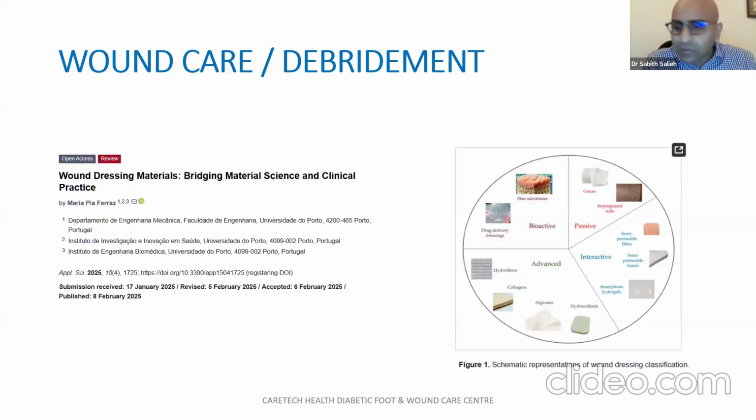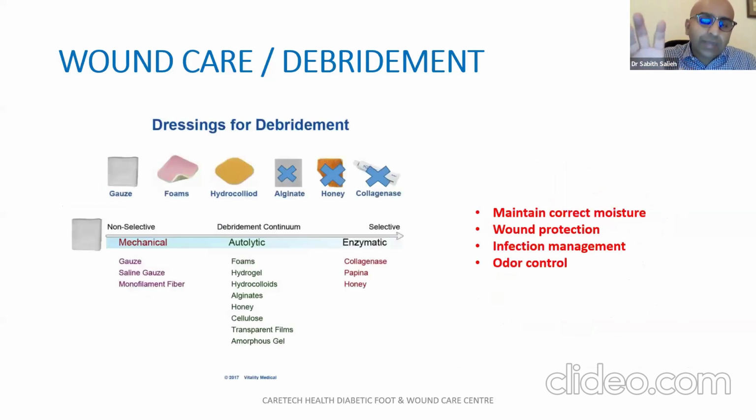So there are different types of dressing, but what I wanted to highlight when you talk about wound care is that there are a few factors we need to consider. When we're choosing a dressing type, it needs to maintain the correct moisture. If the wound is too dry, it doesn't heal. If it's too moist, it doesn't heal. So maintaining the correct moisture is very important. Wound protection, right? In terms of infection, reducing the infection risk, and of course, infection management and odor control, especially in the larger wounds. What I wanted to highlight in this slide is that there are different types of dressings, right?